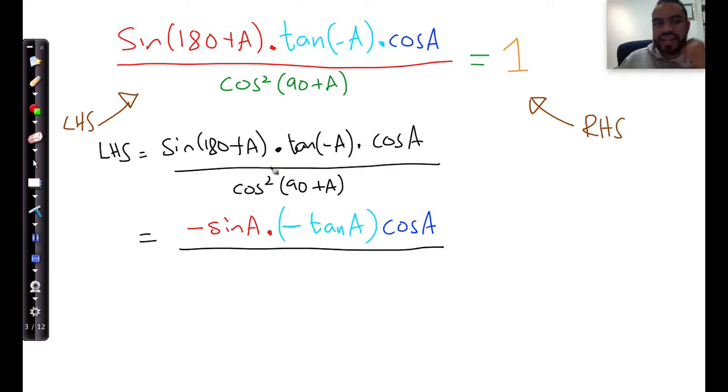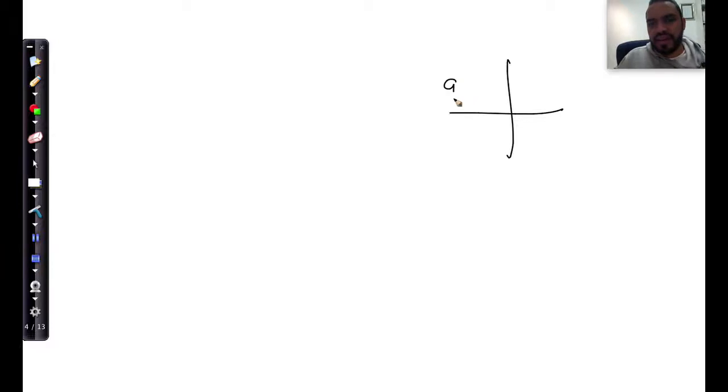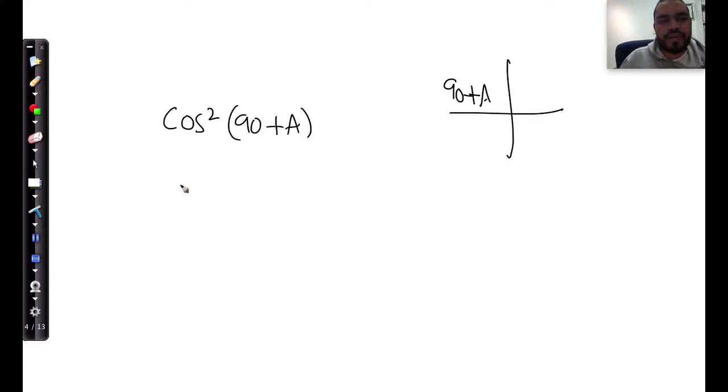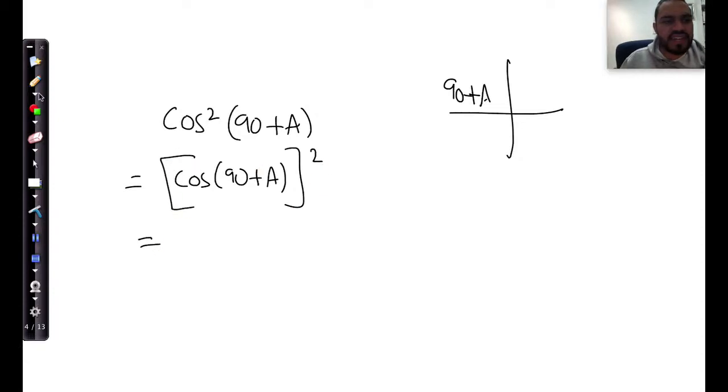Now, cos squared 90 plus A, this is something to look at. When you see 90 plus A, you already must know that that is a coratio, because we will only apply the coratios when we see it. Now remember, this is actually cos squared of 90 plus A, which is the same as saying cos of 90 plus A, that whole thing being squared, right? So I'm going to simplify this inside, and when I see it's a coratio, because I know it's not 180 minus, I know it's not 180 plus, I know it's not 360 minus, but I see it's 90 plus, so I know it's a coratio.